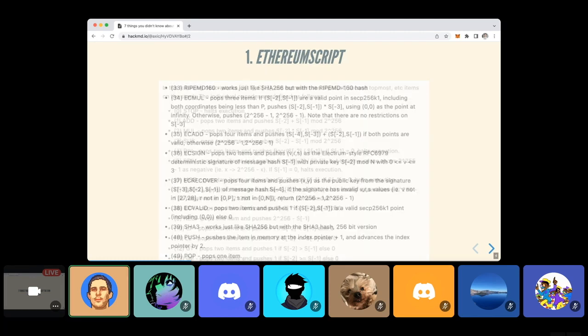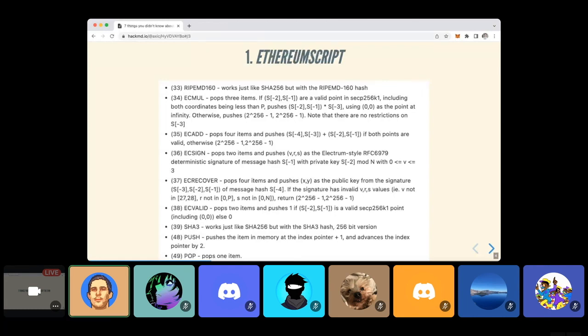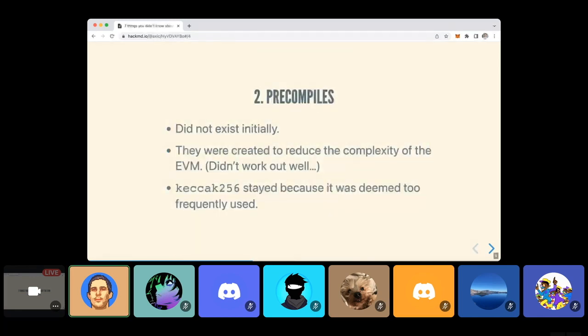But the second page has a few interesting opcodes which we really don't have today. And actually the screenshot is just too big and half of it is cut off. But these are the interesting ones here. You see all of these, like ECMUL, ECADD, EC sign, EC recover. These are not really instructions today. So basically, in the initial version, there were no precompiles. It was just really opcodes.